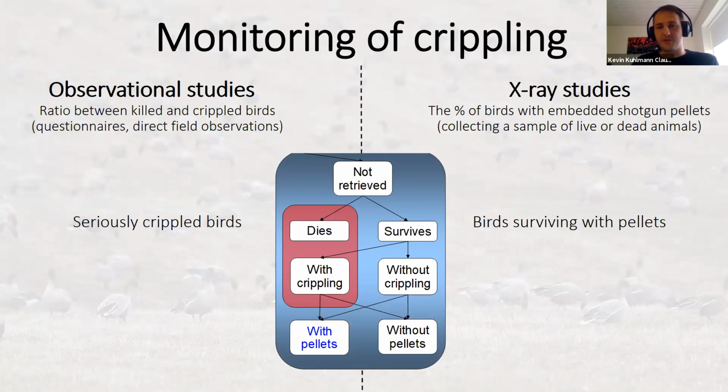The other type of monitoring is the X-ray studies, where you collect a sample of either live or dead birds, and then you X-ray them for embedded shotgun pellets and express this as a percentage.